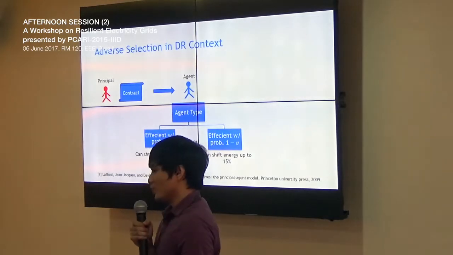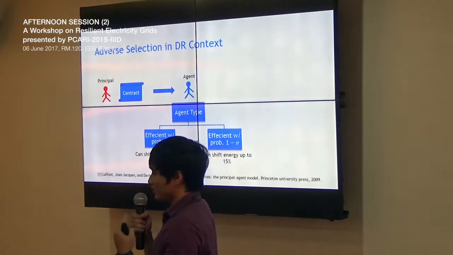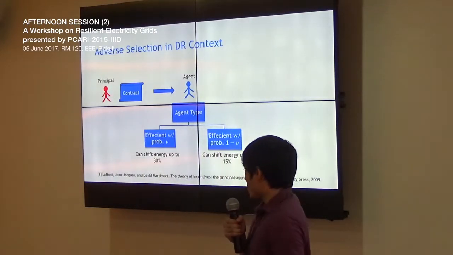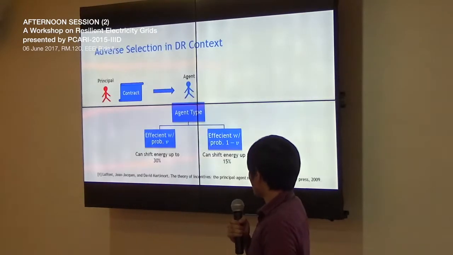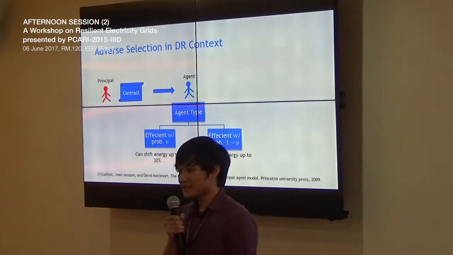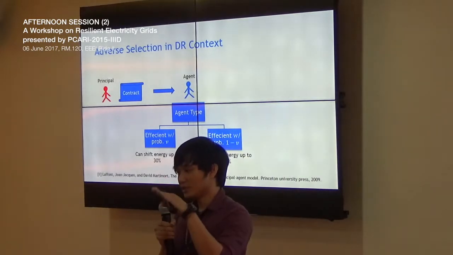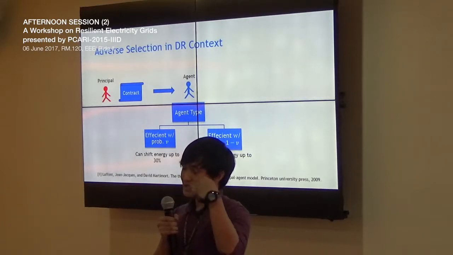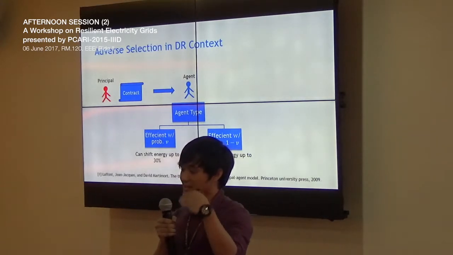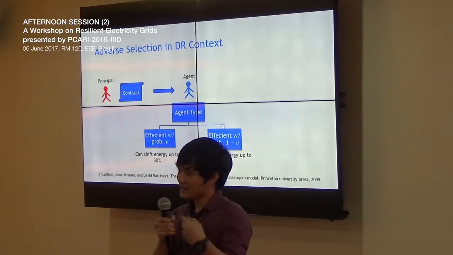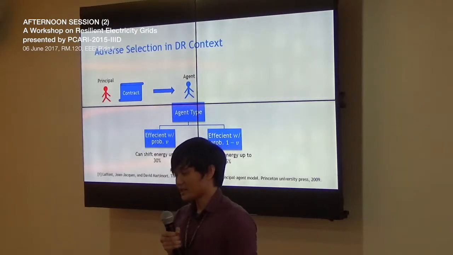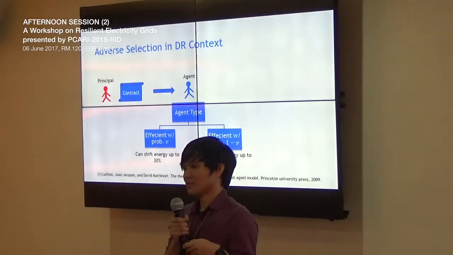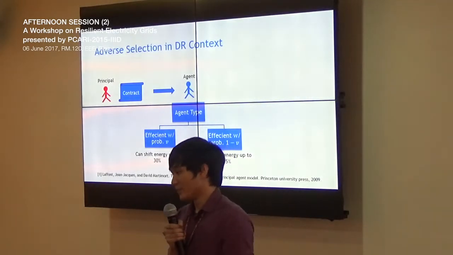So what can you do even though you don't know which contract? What you do is offer some kind of menu of contracts. The menu should look like this: this is what I would offer this type of agent, and then this other pricing structure for another type of agent, such that they choose the one that is intended for them.